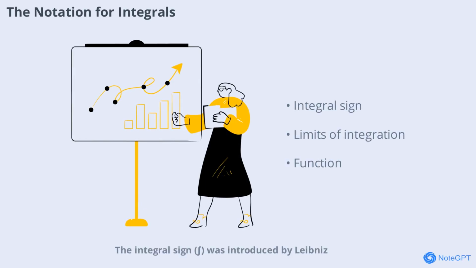The integral sign, ∫, was introduced by Leibniz and is used to represent the process of integration. The notation includes the function to be integrated and the limits of integration if we're dealing with a definite integral. Understanding this notation is crucial for working with integrals in calculus.